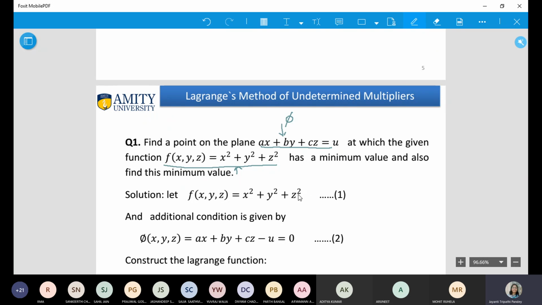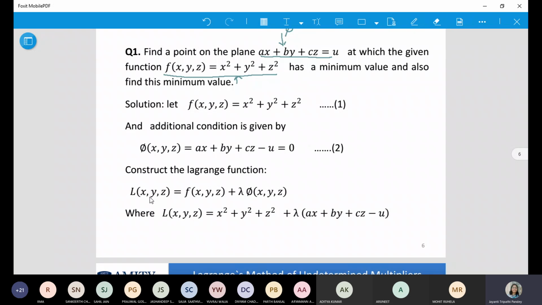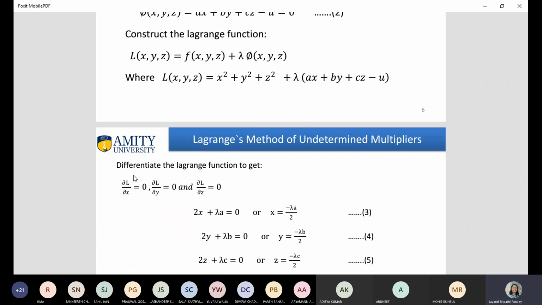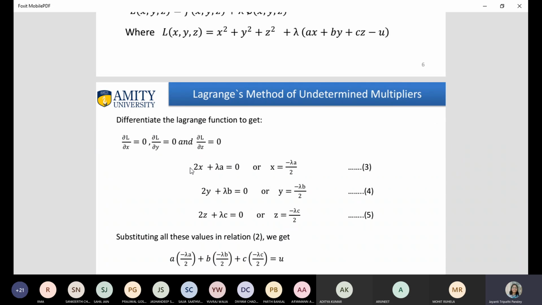Now when you write L, the Lagrange function, it is this plus lambda times this. You put the values in. Then you find del L by del X equals 0, del L by del Y equals 0, del L by del Z equals 0. You get this, this and this.